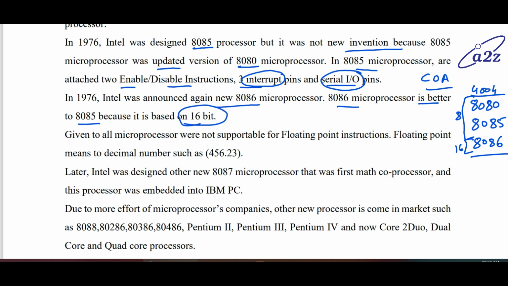Now what is 16-bit? This is the processor capacity. Means it can work on 16-bit data. These two can work on 8-bit data and this can work on 4-bit data. Okay.